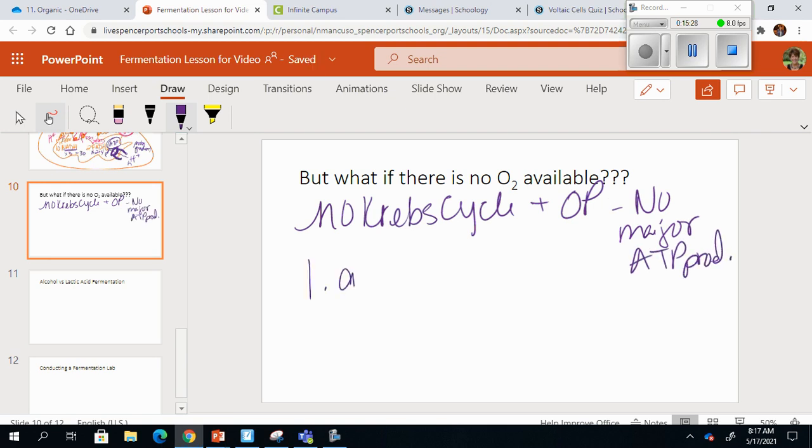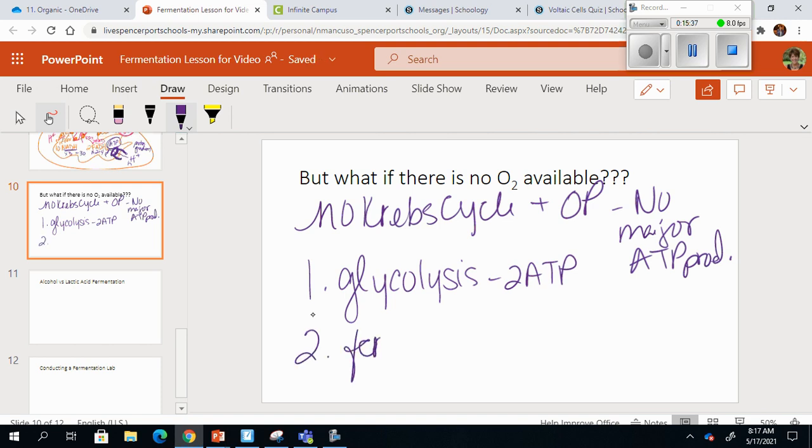Instead, you go through step 1, which is glycolysis. That'll give you 2 ATP. And then you go through a new step, which is fermentation, which is really something that in chemistry we want to study today, because fermentation is a really cool reaction that is used in a lot of food production. So like fermenting cheese and alcohol, all of those things involve fermentation. And fermentation doesn't give us anything great.